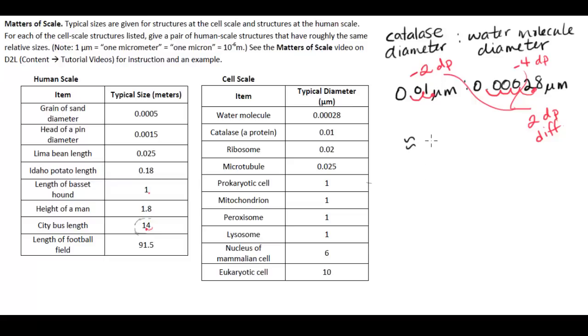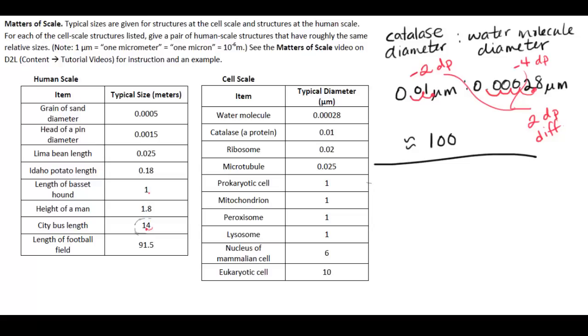Or in other words, about 100, 2 powers of 10 difference. So a catalase is about 100 times across what a water molecule is. You could line up 100 water molecules across a catalase.